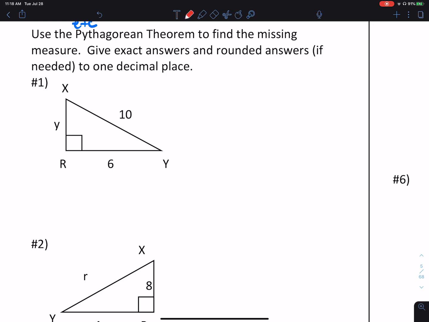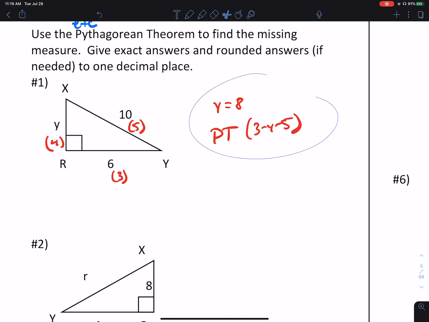This hypotenuse could be thought of as a 5 if you cut it in half. The 6 could be thought of as a 3 if you cut it in half. So that means this would be a 4 if you cut it in half. This is a 3, 4, 5. If you double it, it's a 6, 8, 10. So we could simply say y is 8, Pythagorean triple, it's a 3, 4, 5.